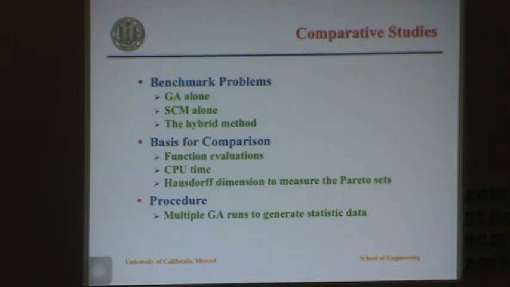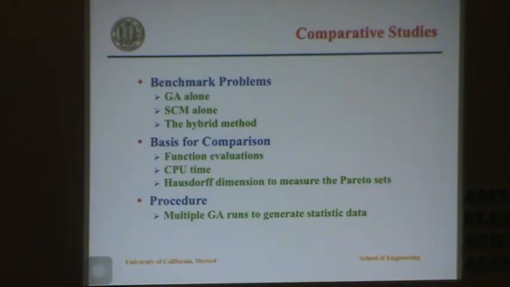Okay, so here are the benchmarks or the criteria for comparison. We count how many function evaluations are needed. This is very typical in optimization studies. Then the CPU time, how much time you actually use to find that solution. And then the accuracy of the solution. We're using the Hausdorff distance to measure the Pareto set and the Pareto front.